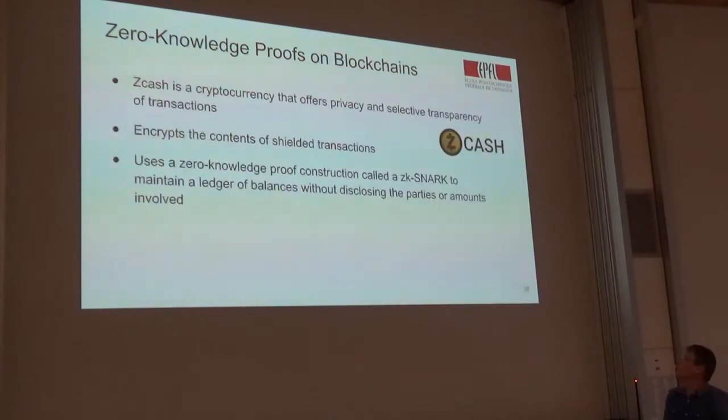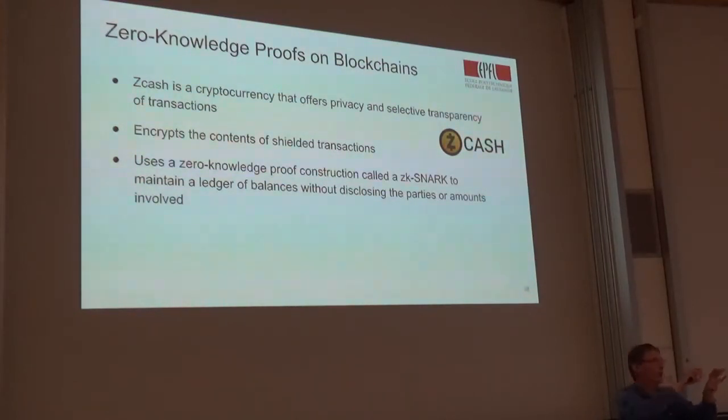And now Zcash put it even so that you can have on the sender side, so where you get the money from, you can have it either in the open, so you can have it like in Bitcoin, everybody knows from where you sent it, or you can have it concealed, so hidden. And the same thing on the receiver side.